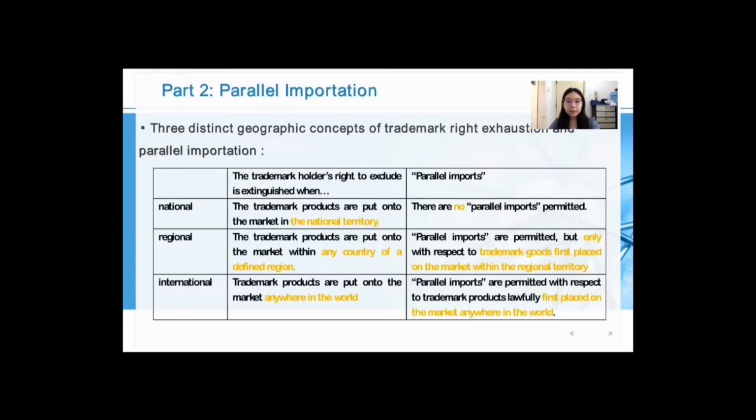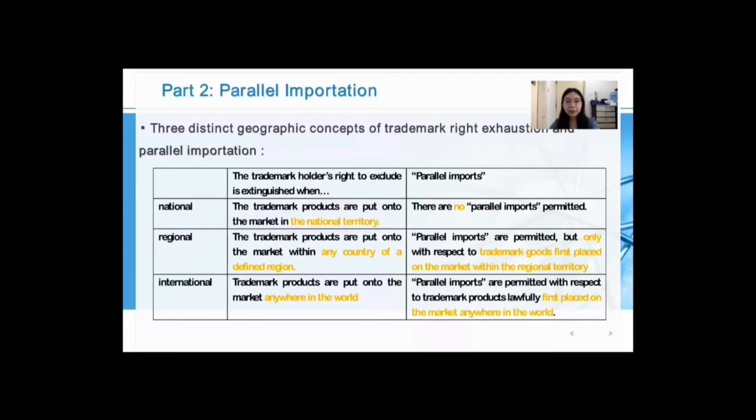So according to the above 2 concepts, there are 3 different geographical concepts of trademark right exhaustion and parallel importation: national, regional, and international. Under a national exhaustion policy, the trademark holder's right to exclude is only extinguished when the trademark products are put onto the market in the national territory, and no parallel imports are permitted.